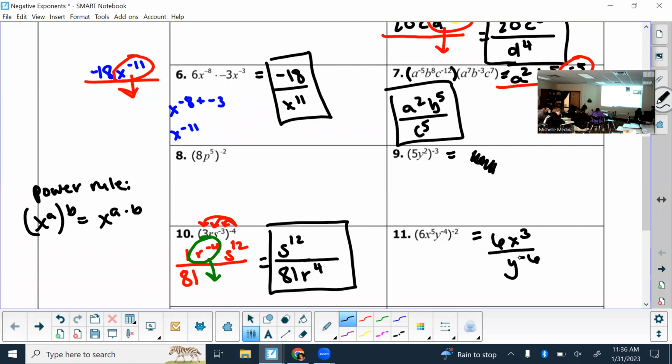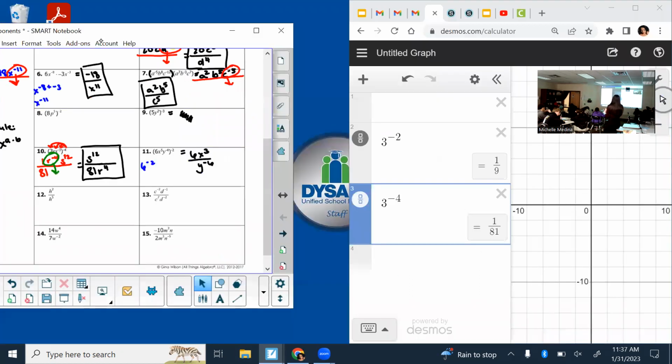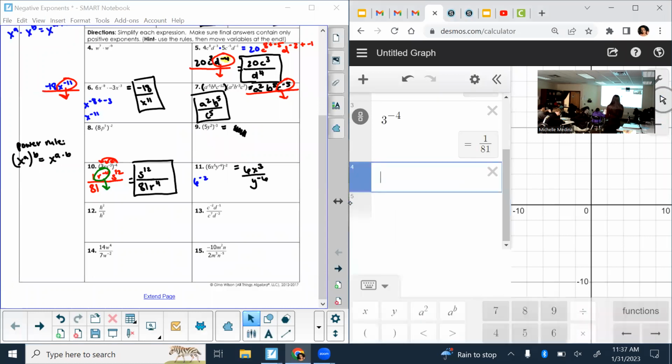Okay, so let's see. We have this in the parentheses, all raised to the power of -2. So that power of -2 needs to go to everything, including the 6. So my suggestion, when you have negative exponents on your coefficients, I would just type those in the calculator.